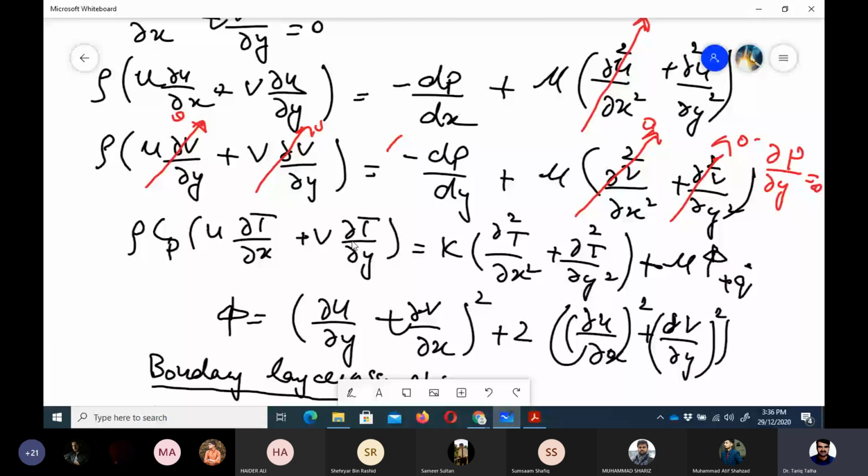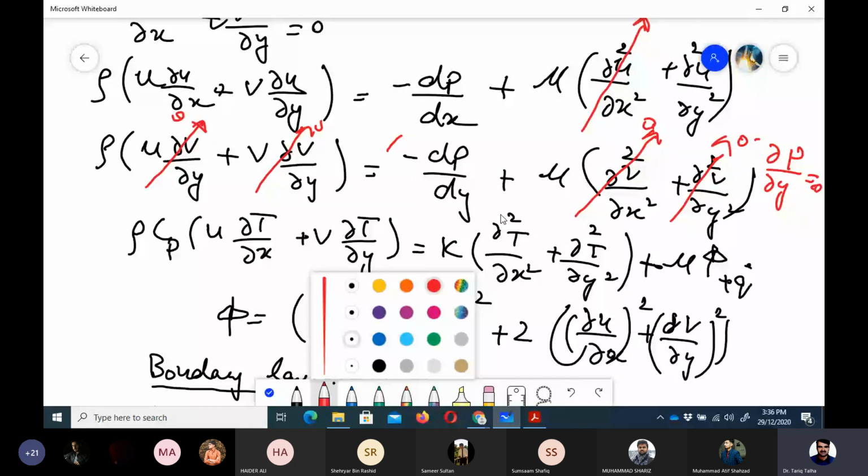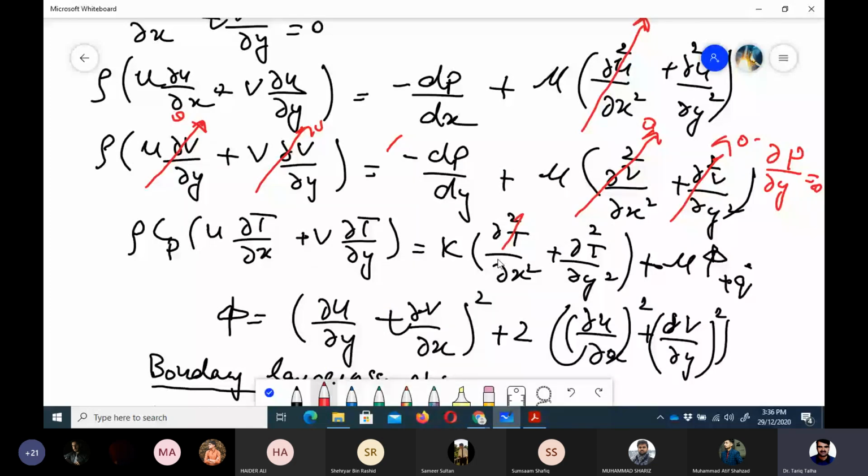On the right hand side, the first term, partial square t upon partial x square, would go. Why is that? Because partial t by partial x is a very small value as compared to partial t by partial y, so when we take the second derivative, it would be even smaller. That's why we are ignoring this.